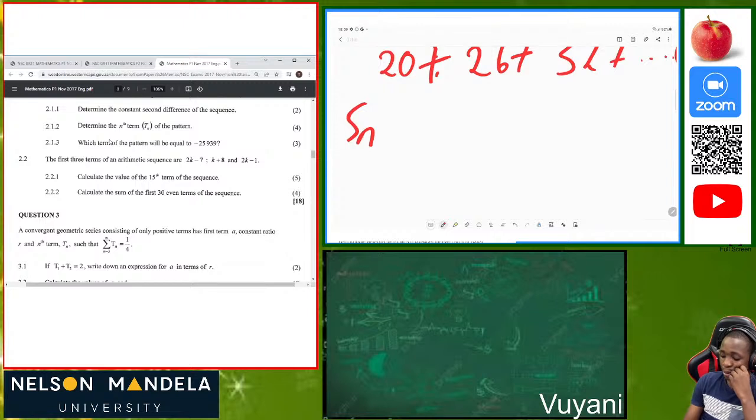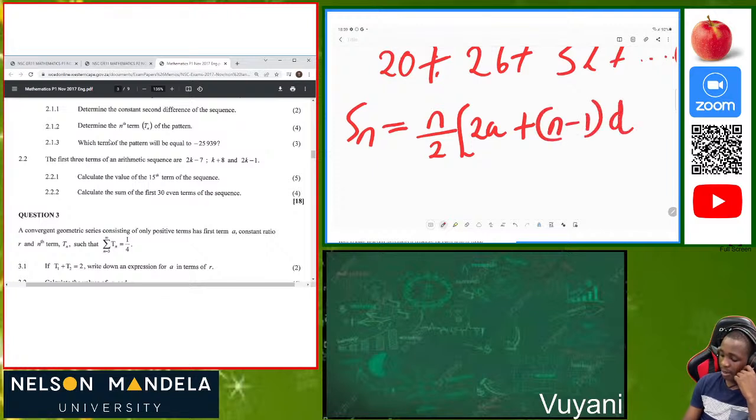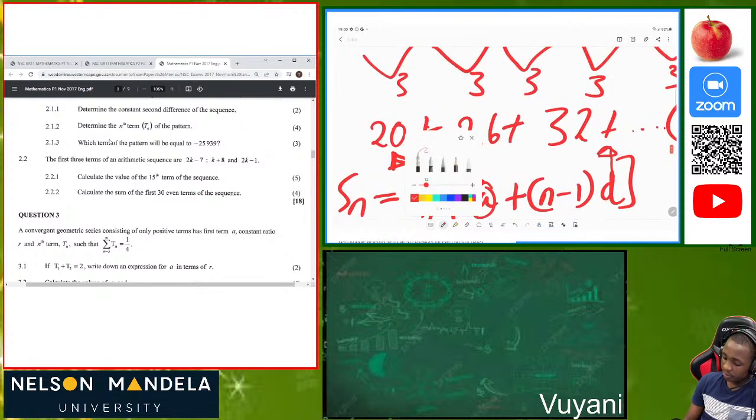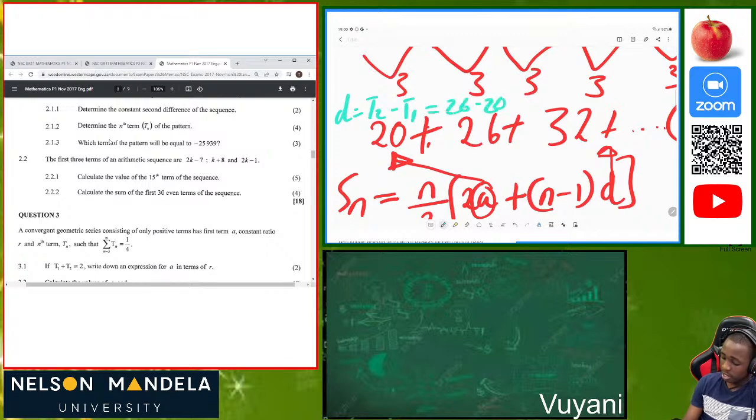So Sn will be equal to n over 2 times 2a plus n minus 1 multiplied by d. What is our a? Our a is the first term. What is our d in this situation? We know that d is T2 minus T1, which means it's going to be 26 minus 20, and we have our d to be equivalent to 6.